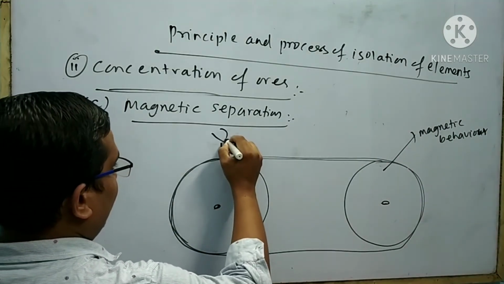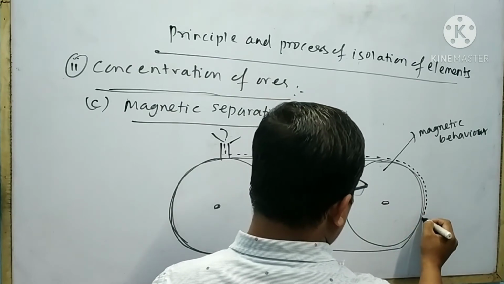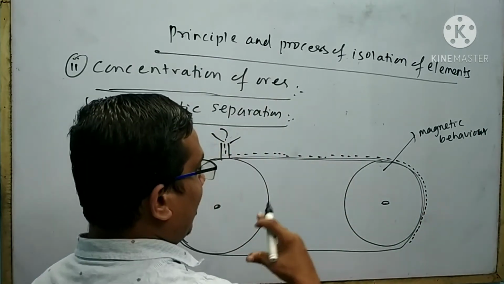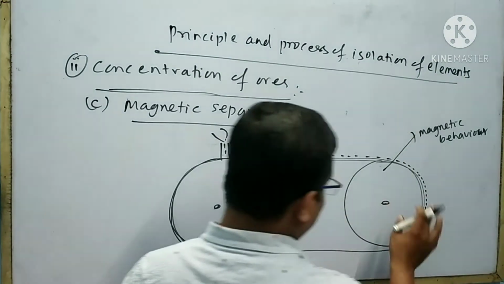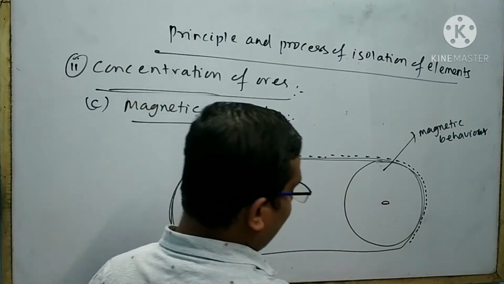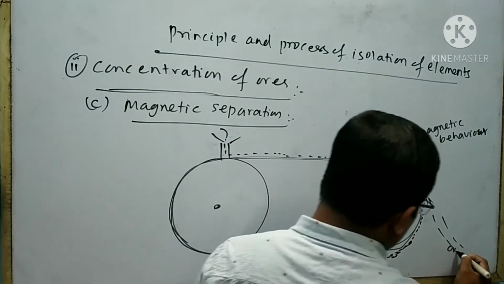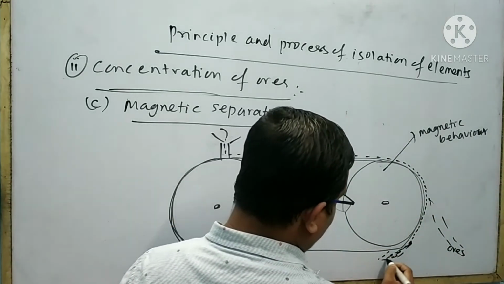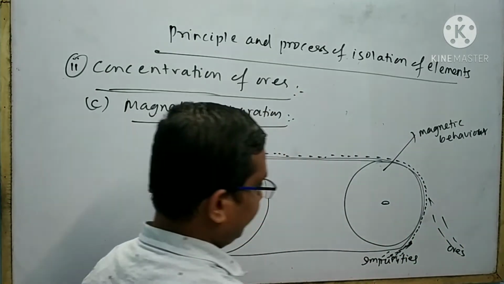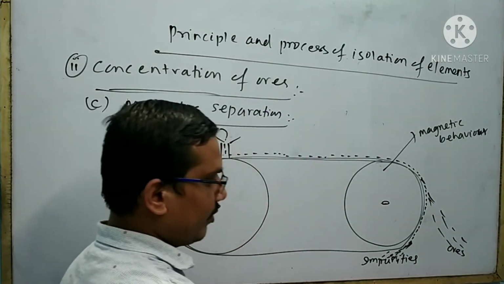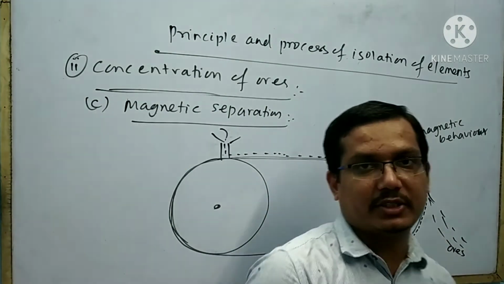Now the ore is dropped over the belt, then the ore goes like this. The impurity parts have magnetic behavior, so they are attracted by the magnetic roller. That's why the ores are collected here. On the other hand, the impurities are collected here. As a result, we are able to separate the impurities and the ore. This is called magnetic separation.